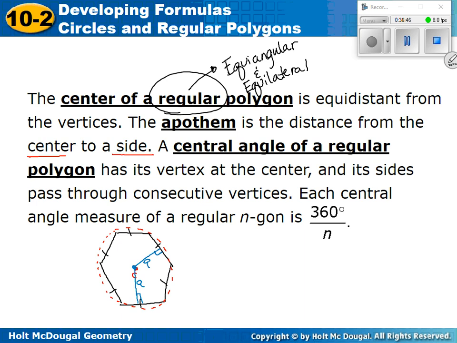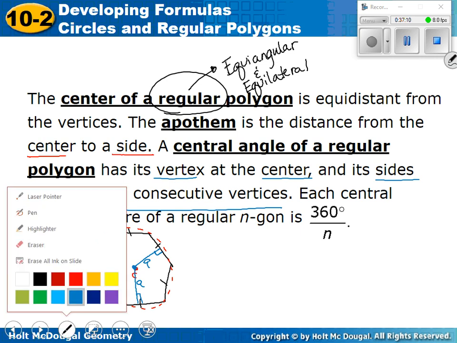Okay. Central angle of a regular polygon. Some of your homework is just going to say find the central angle. It's not going to say find the area of anything. Just find the central angle. The central angle of a regular polygon has its vertex at the center, and its sides pass through consecutive vertices. Okay, that's kind of wordy. Let me show you what they mean.